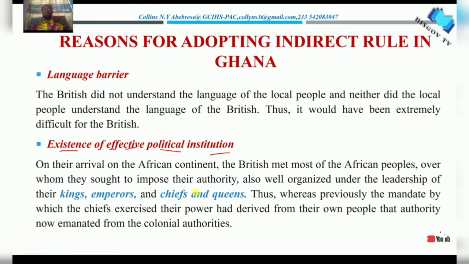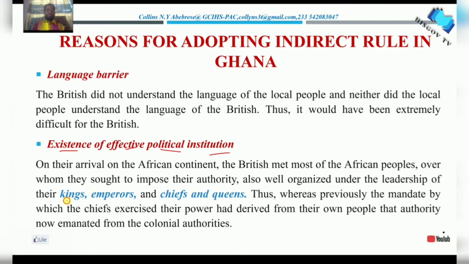If you read your notes in SHS 2 or year 11, you will learn about the political organization of the Ewes, the ancient Egyptians, the Bantus, the West African forest and coastal states, and the Western Sudanese, because those people that the British came to meet had an effective political system. And don't forget, the British themselves had this type of system where the queen was a ruler. So if they came and met another group of people with a king or a queen as the ruler, it was not going to be anything new to them.